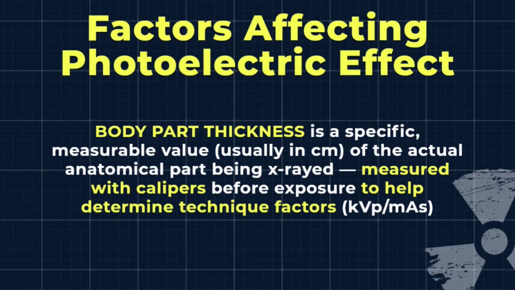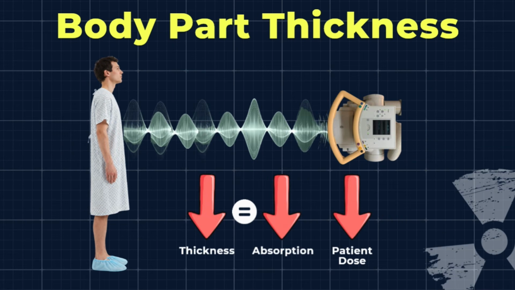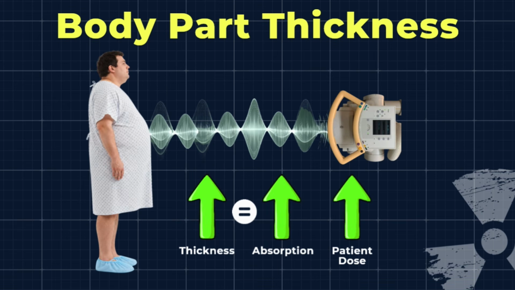The amount of photoelectric absorption depends on a few major factors as well. One factor is body part thickness. A thinner body part has less tissue for the X-ray beam to pass through, so less absorption takes place. A thicker body part has more tissue in the way, so there is a greater chance that photons will interact and be absorbed before they reach the image receptor. That is one reason thicker body parts require more exposure than thinner body parts.